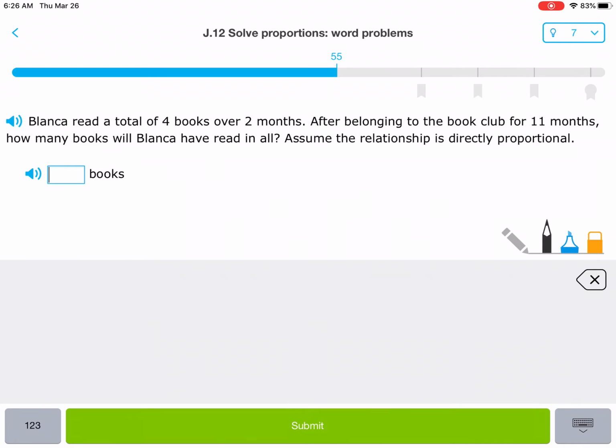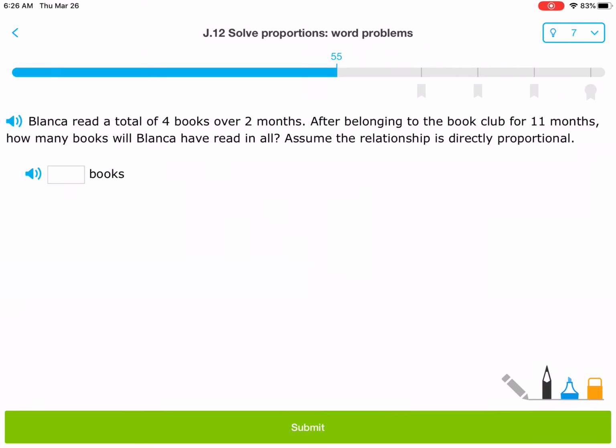This is the last one. I'd like you to set it up on your own and go ahead and solve it. I'll be looking for the answer in your notes when you turn them in.